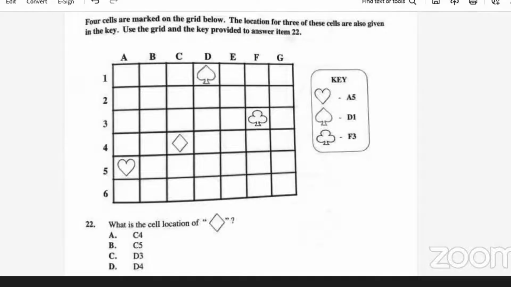Okay, so we see where the heart is. Heart says A5. And for a spade, I would assume that's D1. And the flush, if we're looking at how they would appear on cards, then that would be F3. So the diamond would be C4. So the answer for 22 would be A, C4. There you have it. C4.